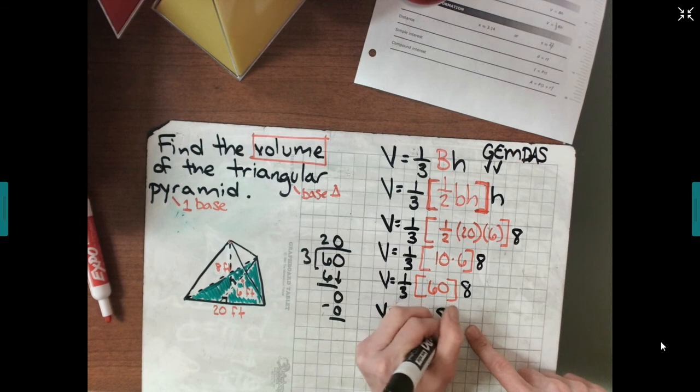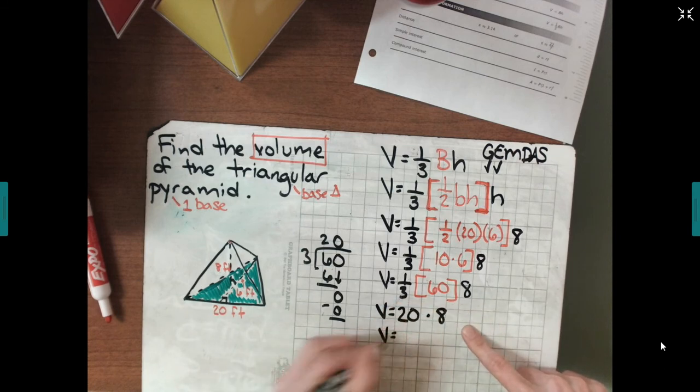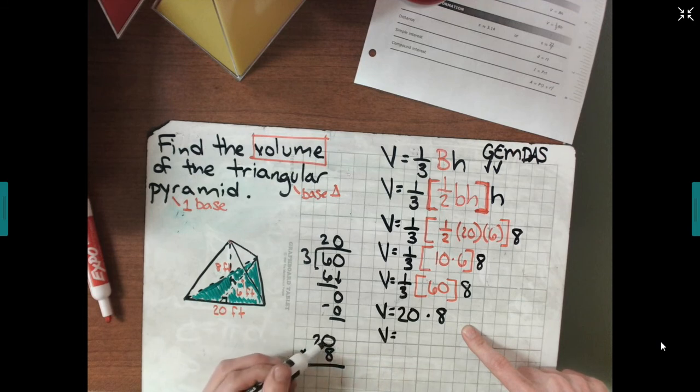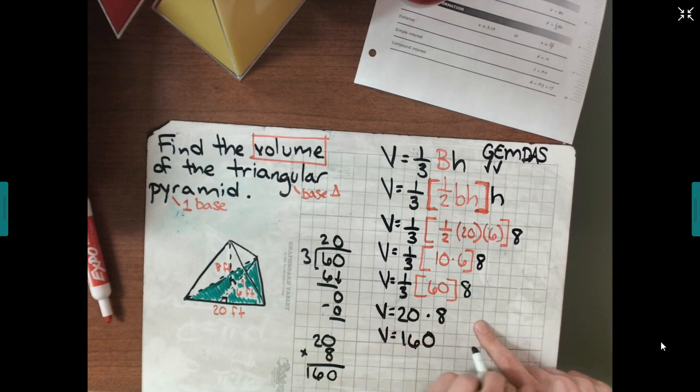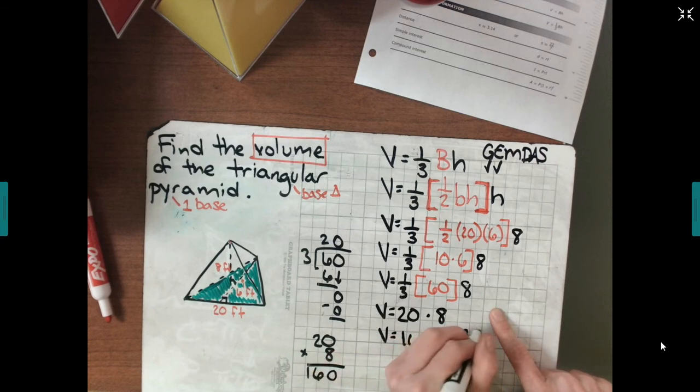And now all I have to do is multiply that by 8. So I'll do that right here, 20 times 8. 0 times 8 is 0, 2 times 8 is 16. So the volume of this triangular pyramid is 160 cubic feet.